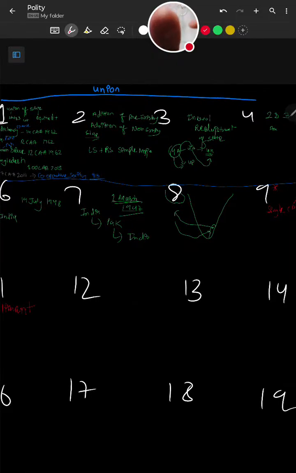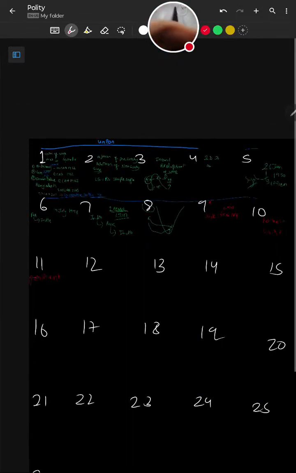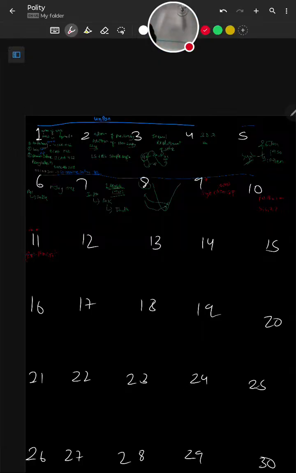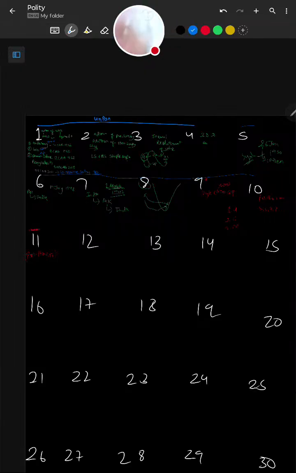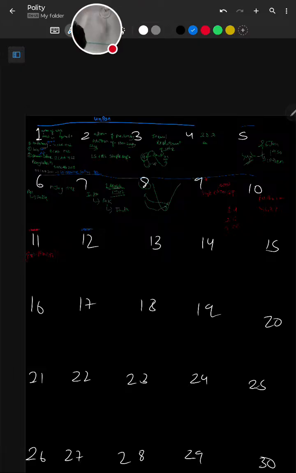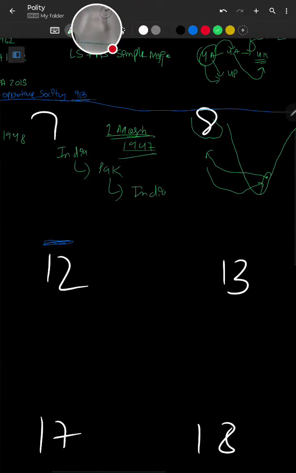Now, till here was citizenship. Till Article 11 was that part of citizenship, as we have done first the union, second citizenship. Now, third is the fundamental rights, which we are going to do right now. So, from Article 12 till Article 35, 36, I think so, yes, 36. That is your fundamental rights. Now, Article 12 is your definition of state.